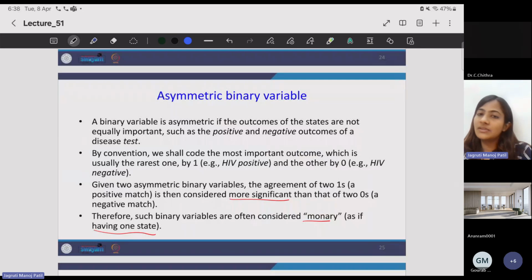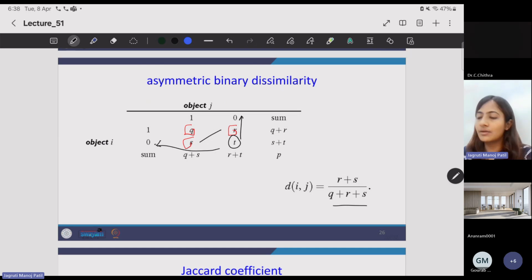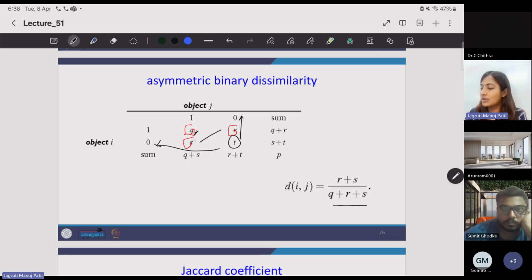Now in this case, if it's asymmetric, what we are interested in is the monotone variable. That monotone variable can be a variable which is rare to come. That value won't change again and again. So that has not yet occurred. So if you compute the dissimilarity in that case, it would be R plus S divided by the total number of terms. Because if you see T, it has not occurred. So we are no longer interested in that parameter, we just leave that parameter right there. You don't have any interest in the T parameter. You just continue with R plus S divided by Q plus R plus S.